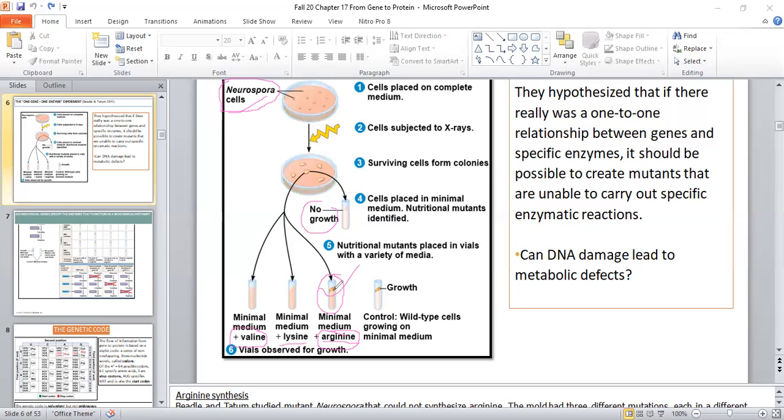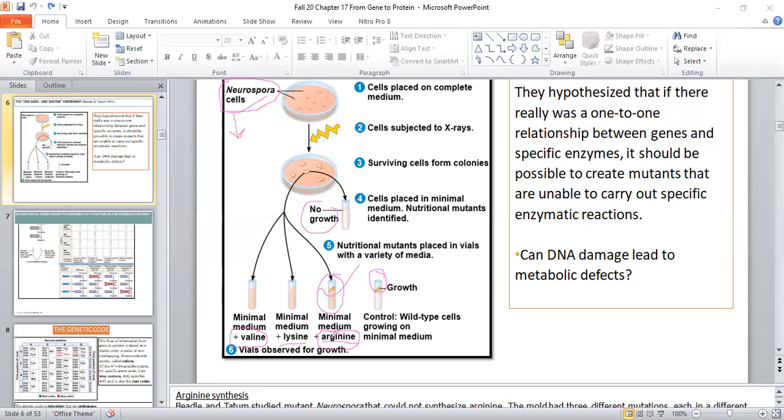And then what happened? In the minimal medium they did not put arginine now, but they put the wild type cell, Neurospora without exposure to the radiation. Since their arginine producing gene was not destroyed, without adding arginine, the growth has taken place, because in those cells the arginine could be produced. The gene responsible to produce arginine was not damaged, so arginine is not required.